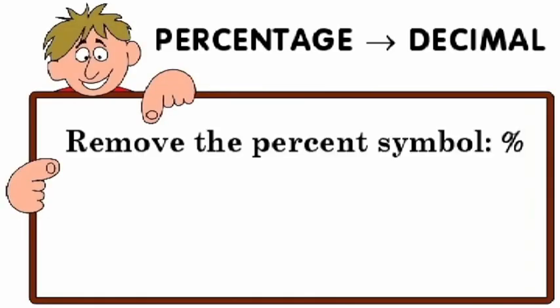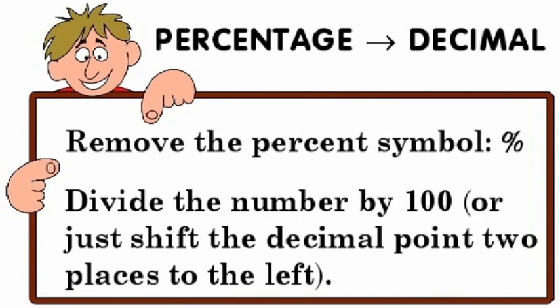Percentage to decimal. Remove the percent symbol. Divide the number by 100, or just shift the decimal point 2 places to the left.